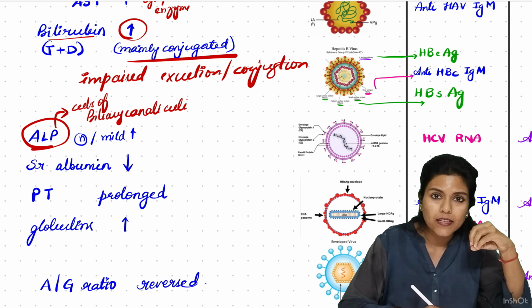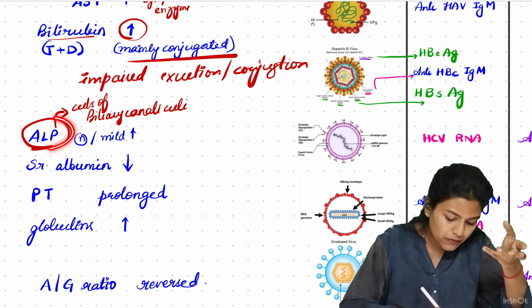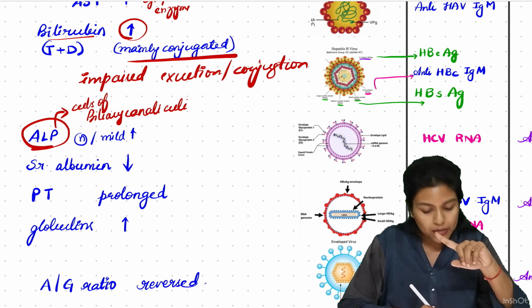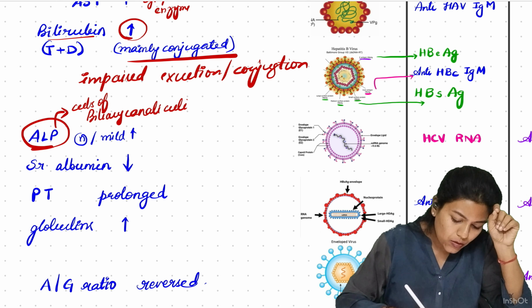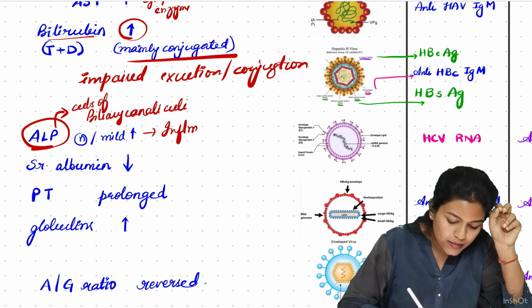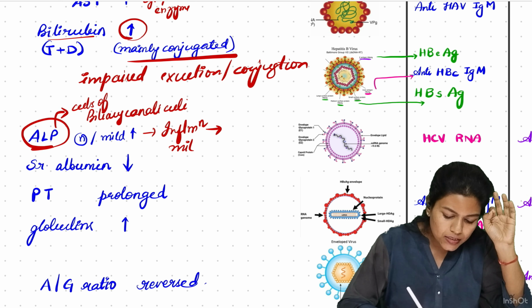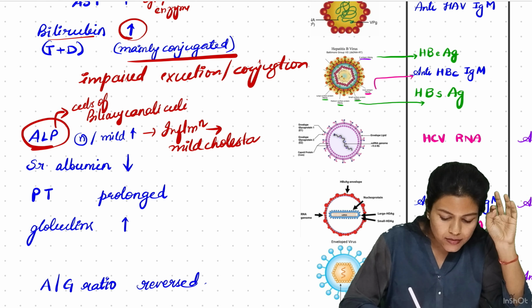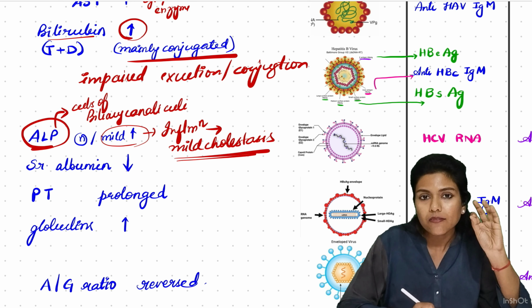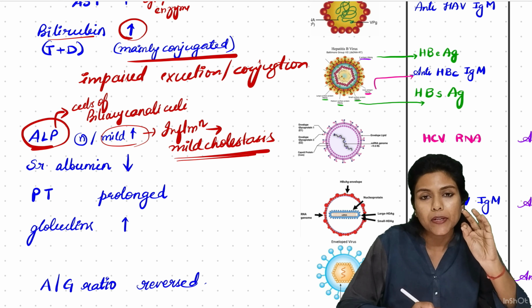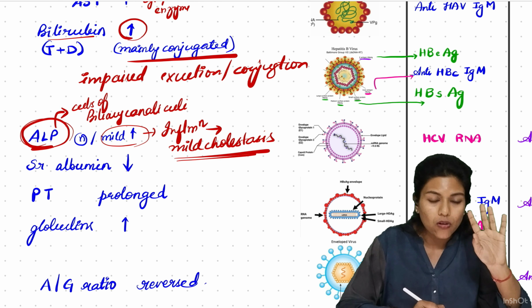So ALP in chronic viral hepatitis, which is mainly of hepatic origin, will usually be normal, or it can be very mildly increased. Because of inflammation, there is blockage of the biliary canaliculi, which will lead to mild cholestasis. In such situations there can be a mild increase in ALP, otherwise it will usually be normal in chronic viral hepatitis because ALP is not of liver origin, it is of biliary origin.